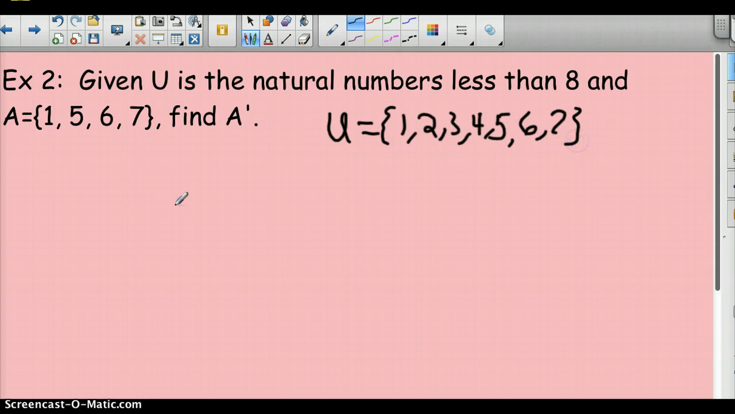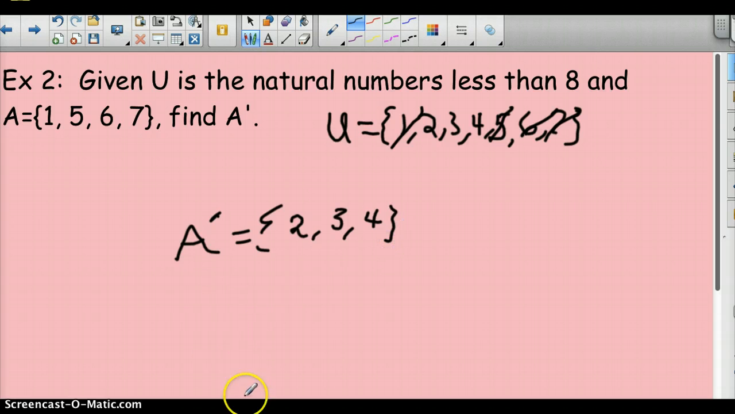Now I'm going to try to find the complement of set A here. I'm going to mark out all of those in the universal set that are in A. So 1's gone, 5's gone, 6 is gone, 7's gone. Whatever's left is going to be the complement of A. If we look, the complement of A is going to be 2, 3, and 4. This has been a video about complement of sets as well as an introduction to Venn diagrams.